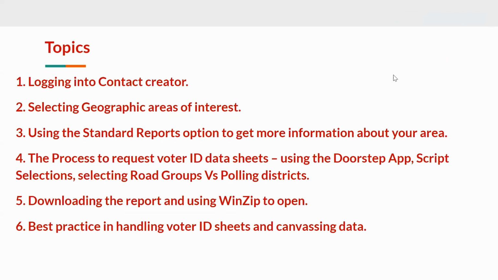These are the 6 areas we're going to cover. The key things we need to be able to do: logging into Content Creator, selecting geographic areas of interest, using the standard reports option to get more information about the area you're looking at, and the process to request voter ID sheets, with a subsection to that, including setting up the doorstep app, script selections, and selecting road groups versus selecting polling districts. Then we're going to look at downloading the report and using WinZip to open it. And also we're going to look at best practice in handling voter ID sheets and canvassing data.